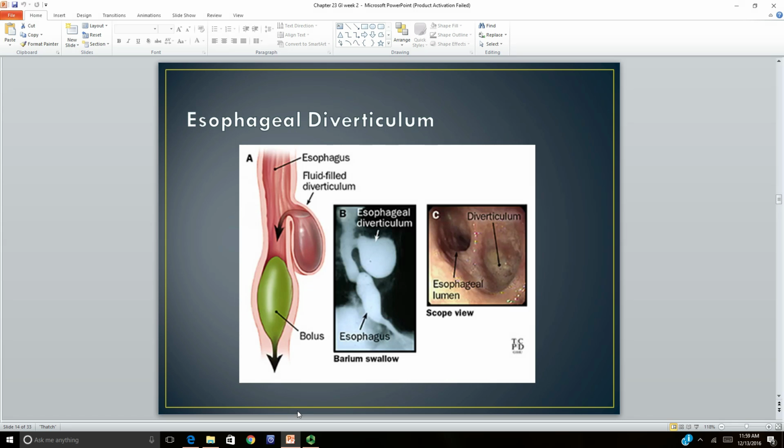An esophageal diverticulum is also called a Zenker diverticulum. It is when the mucosa and submucosa herniate through the cricopharyngeal muscles. It usually happens in people 60 and over and causes food to be temporarily trapped.